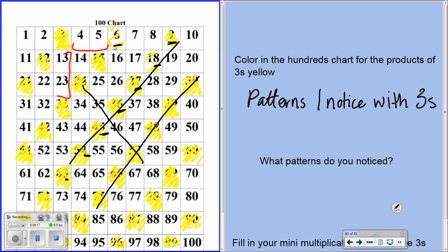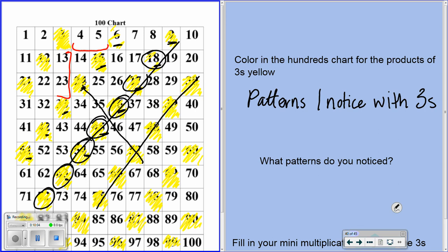So again, we have 6, 5, 4, 3, 2, 1. Why would our 3s do that too? Our 3s have the same products as our 9s. 18, 27, 36, 45, 54, 63, 72. All of those products that Ella just pointed out, those are your 9s. Yay.